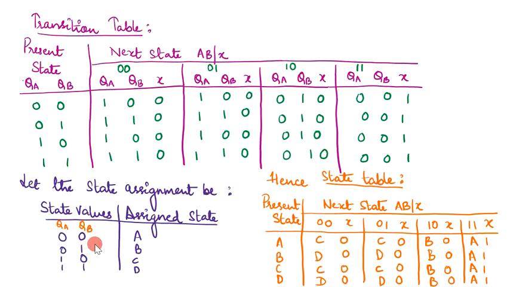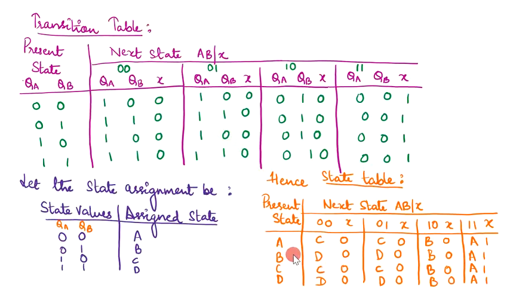Because the state values are two variables, the assigned states will be four: A, B, C, D. Now it is easy for you to simplify and obtain the state table, because you know how the transition is going to occur. If 0, 0 is A, then 1, 0 is C. So A to C with output 0.